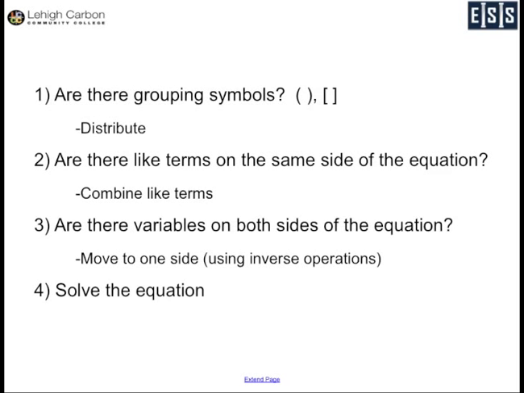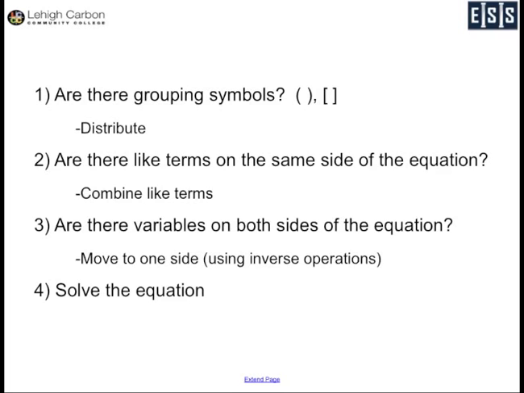When you're solving linear equations, there are a few basic steps you go through every time. The first thing, you ask yourself, are there any grouping symbols in my equation? These can be parentheses or brackets. If you have parentheses or brackets, you need to distribute to get rid of them. The second thing you look for, are there like terms on the same side of the equation? Then if there are, combine all like terms on each side of the equal sign. Check the left side and the right side.